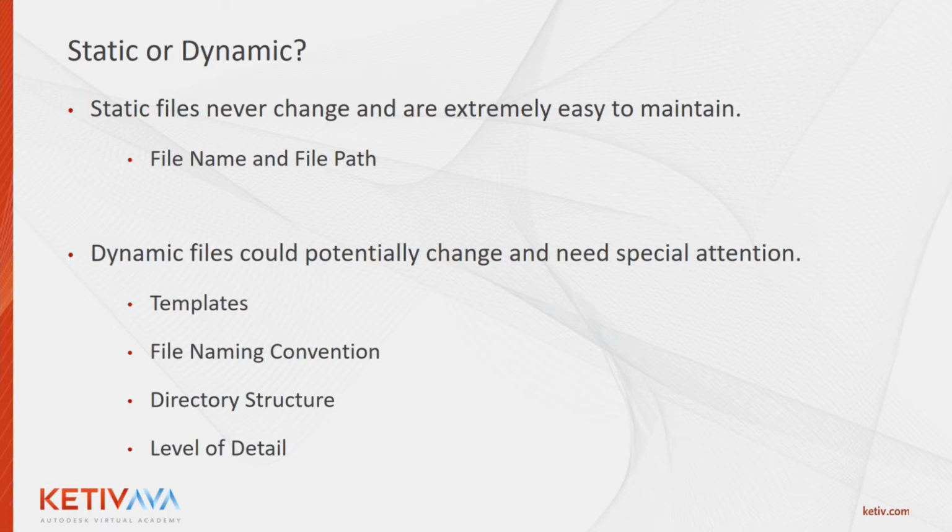So are they static or are they dynamic? Depending on this question will determine the next steps you take for your design automation. If they're static files, typically all we have to do is develop some level of code to bring a file in. So we need to understand what the file name is, and we need to understand where it's located. So file name and file path are mostly the biggest things that we need to be concerned about.